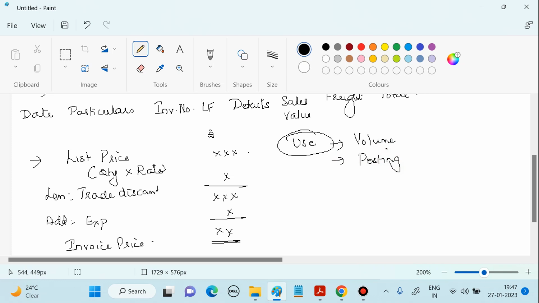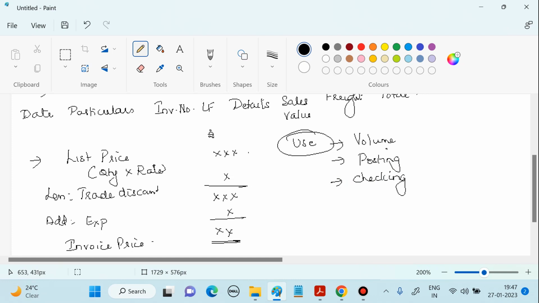The total, whatever we have in the sales value column, would go to the sales account. Expenses would go to the expense account, and individually whatever total we have written here would go to the debit of the customer's account in the ledger. So posting is very easy. Then checking is also very easy, because when you want to know about a particular transaction, especially credit sales, you just have to open the sales day book and you'll get all the details from there.